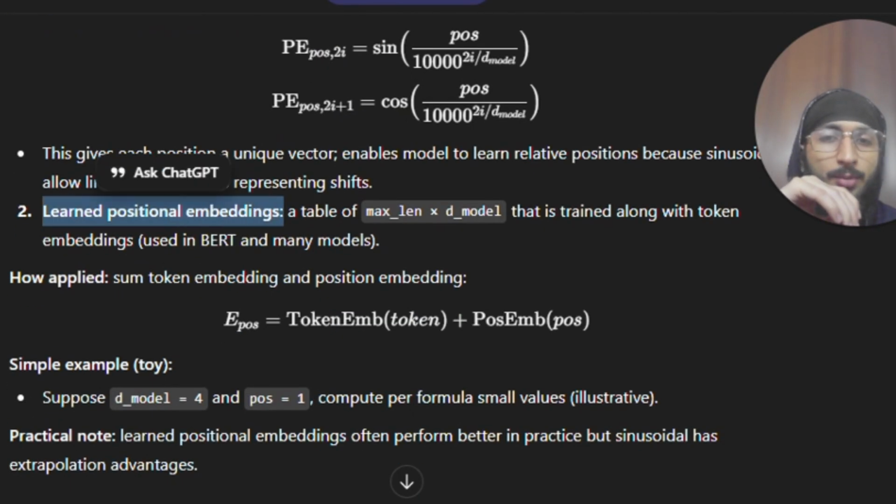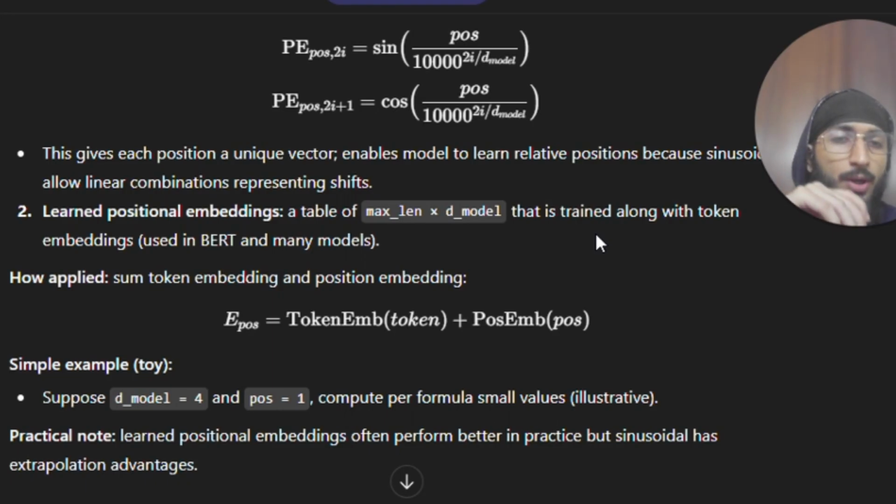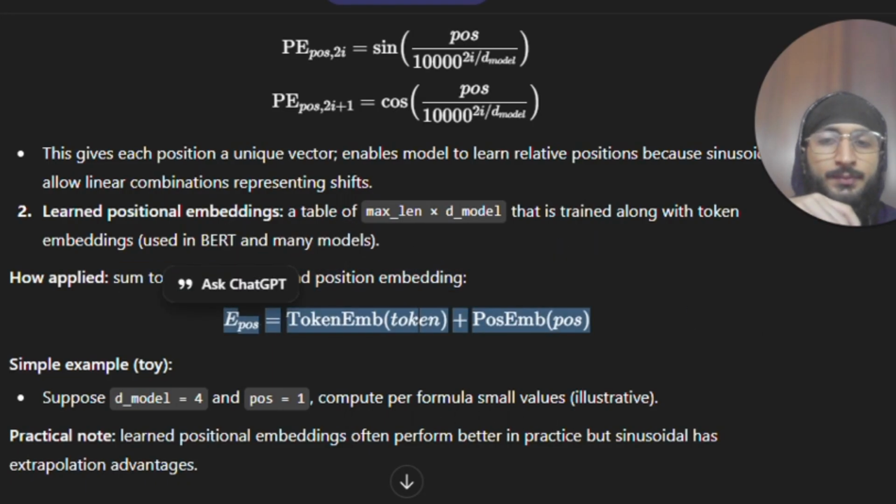Learned position embeddings: a table of max length times d_model that is trained along with token embeddings, used in BERT and many models. I've applied some token embedding and position embedding, right?